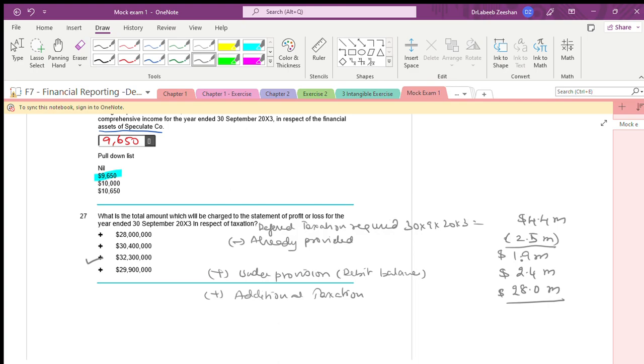It comes to how much? It comes to 3, 10, 11, 12, 32.3. Is it okay? Yes.